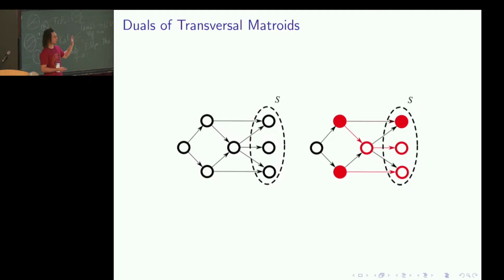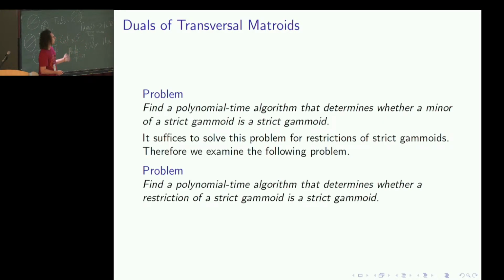So we can now turn our problem into a new problem: we want to find a polynomial time algorithm that determines whether a minor of a strict gammoid is a strict gammoid. Because transversal matroids are closed under deletion, that means strict gammoids are closed under contraction, and there's a very easy way to look at that. So we're only caring about deletion now, so we want restrictions.